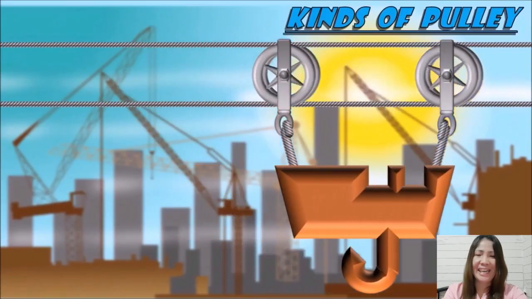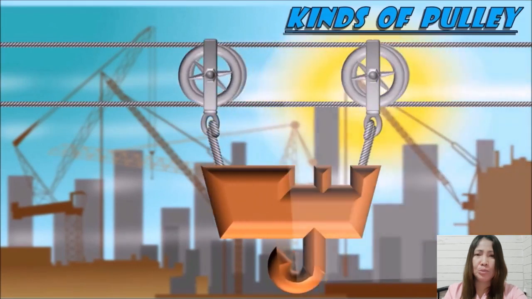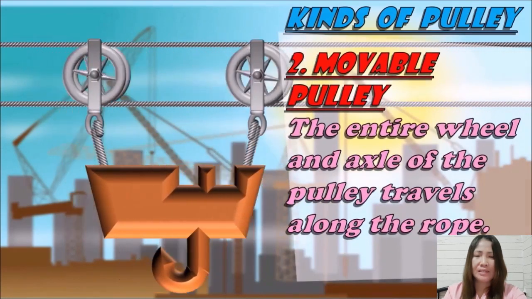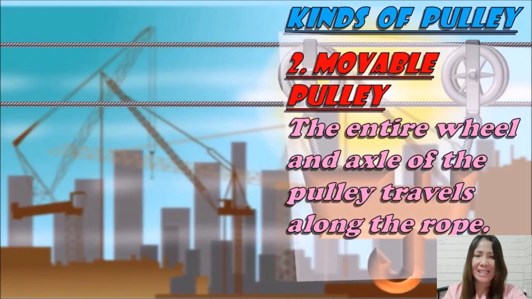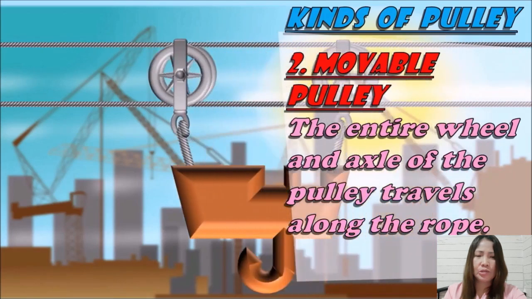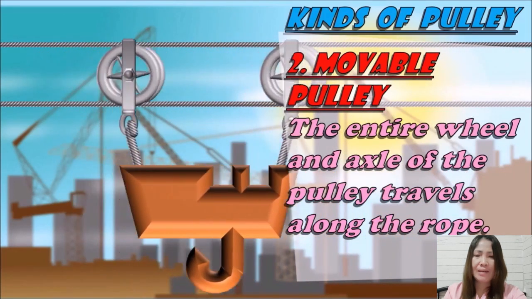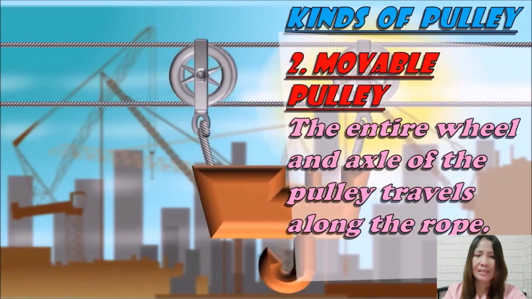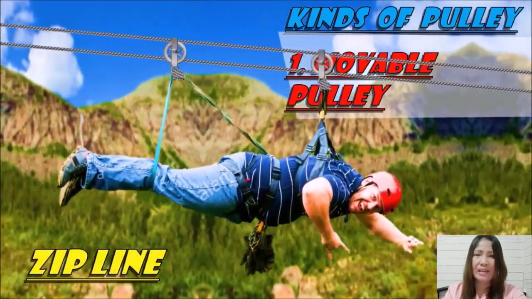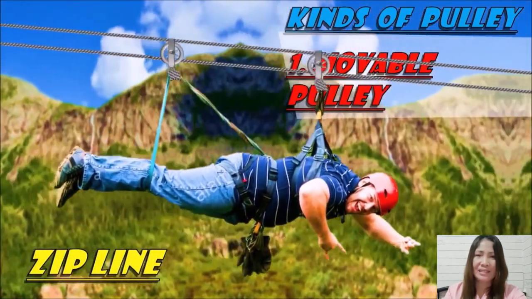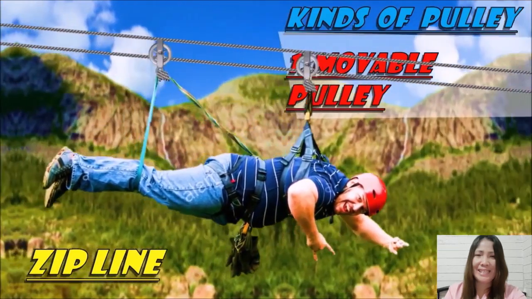The second kind of pulley is the movable pulley. The entire wheel and axle of the pulley travels along the rope. Example of movable pulley is the zip line. Nasubukan nyo na bang sumakay sa zip line?